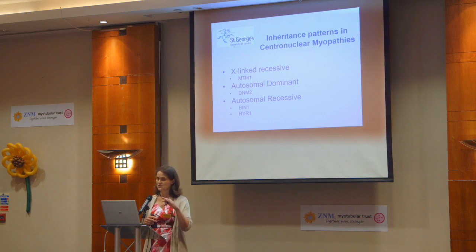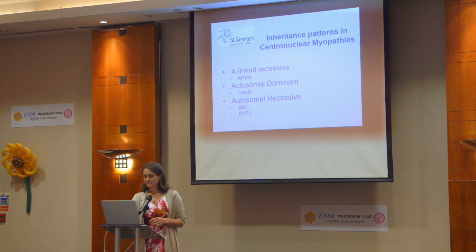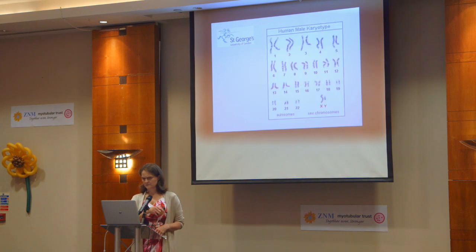Underneath each type of inheritance pattern, I've listed the most common genes, but as you've learned already this morning, there are actually a lot more genes involved in causing this condition. Most of the additional ones are autosomal recessive, but some of them are dominant as well. So we talk about autosomal recessive and autosomal dominant, and we talk about X-linked.